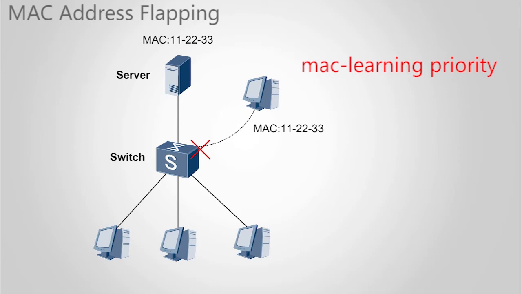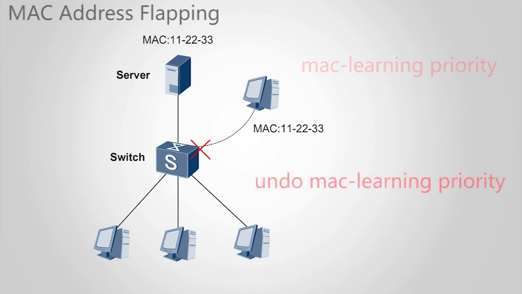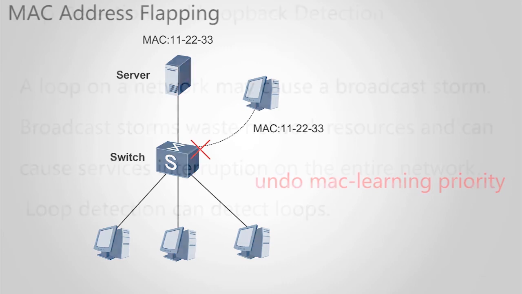If the same MAC address is learned by the interfaces with different priorities, the MAC address entry learned by the interface with the highest priority overrides the MAC address entries learned by the other interfaces. This prevents S9700 switches from learning MAC addresses of unauthorized users. Run the undo MAC learning priority command to prevent MAC address flapping between interfaces with the same priority.